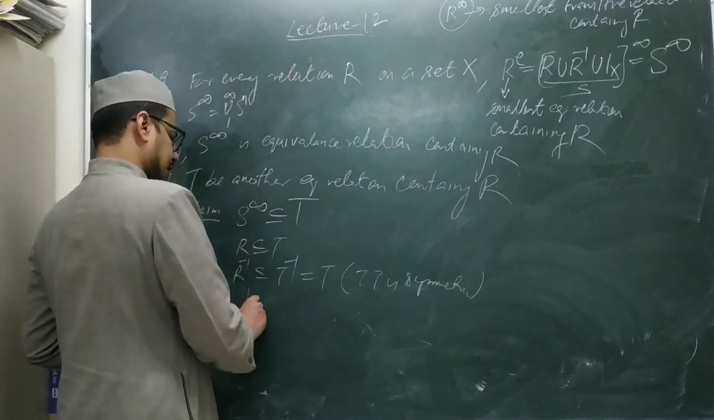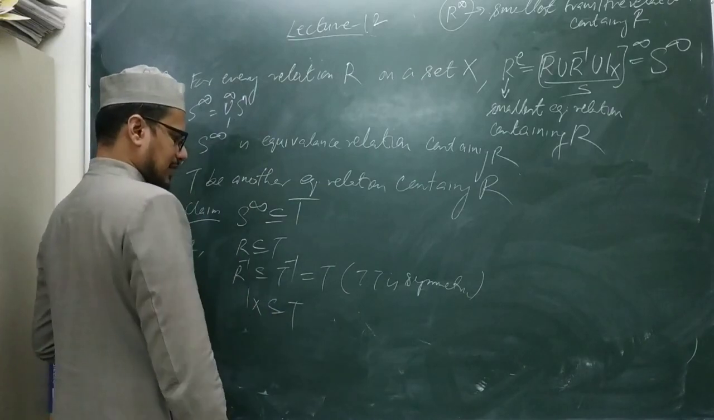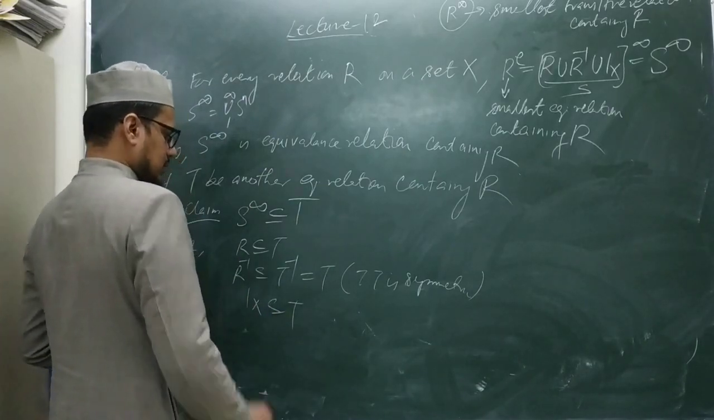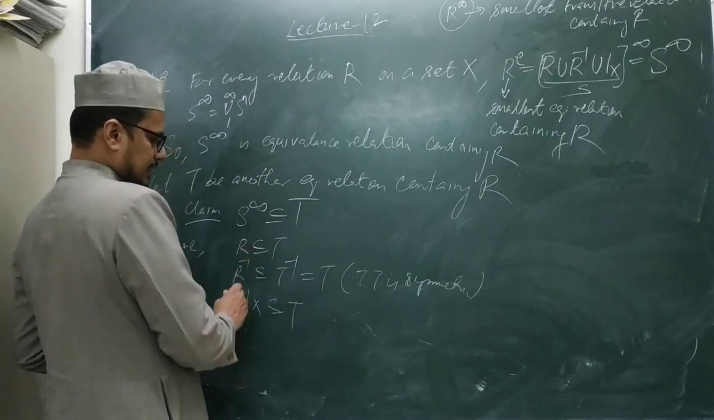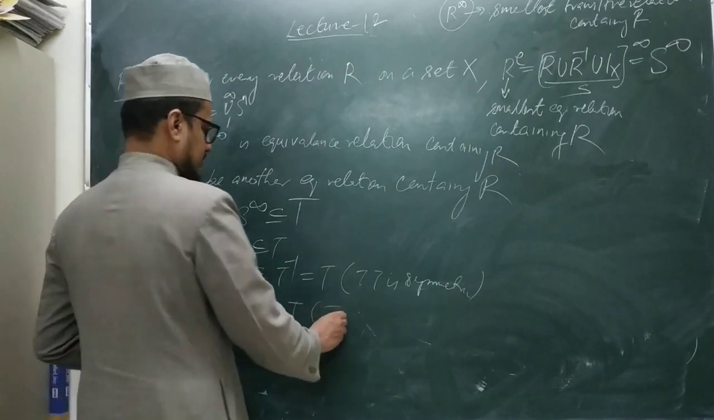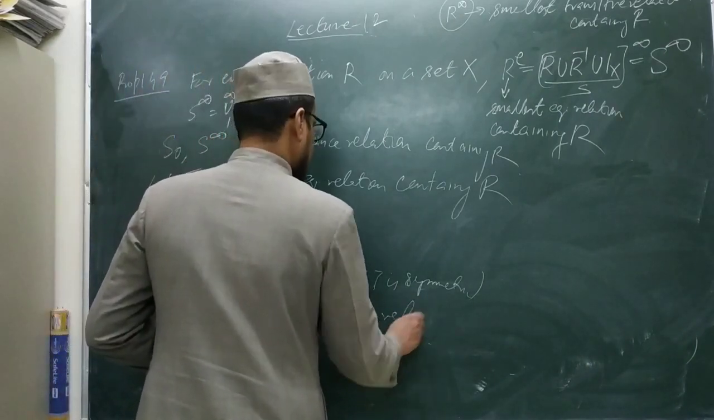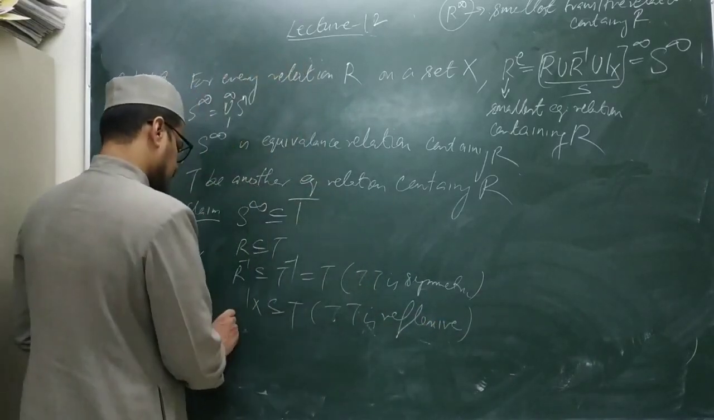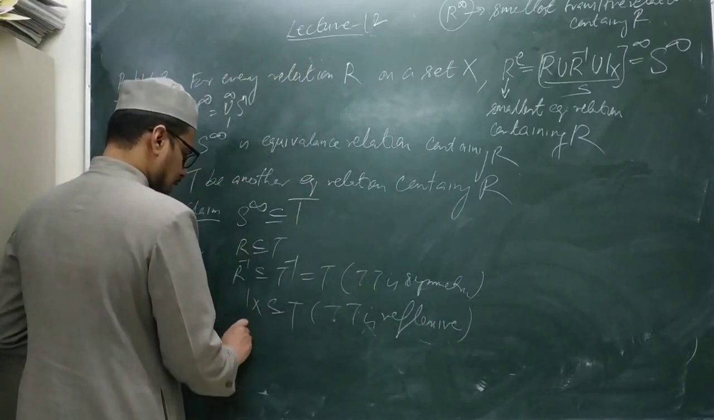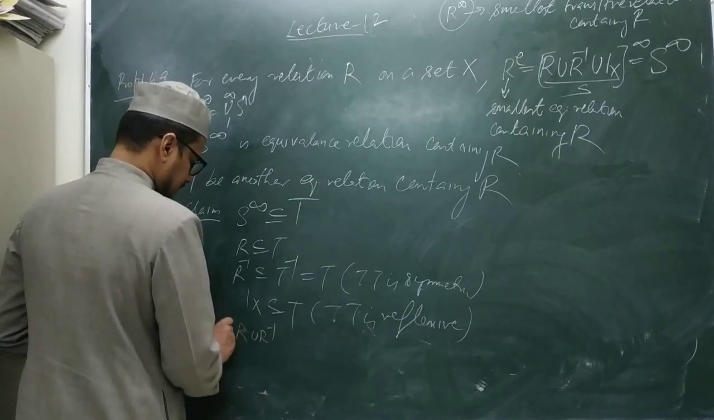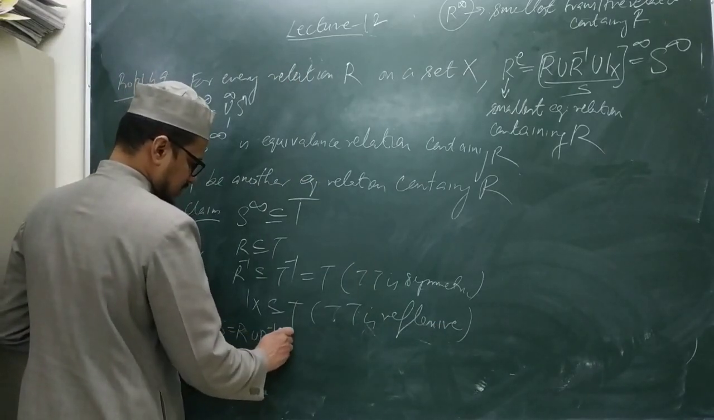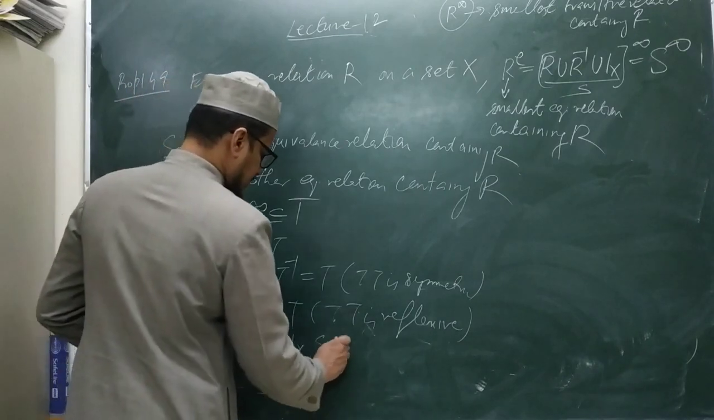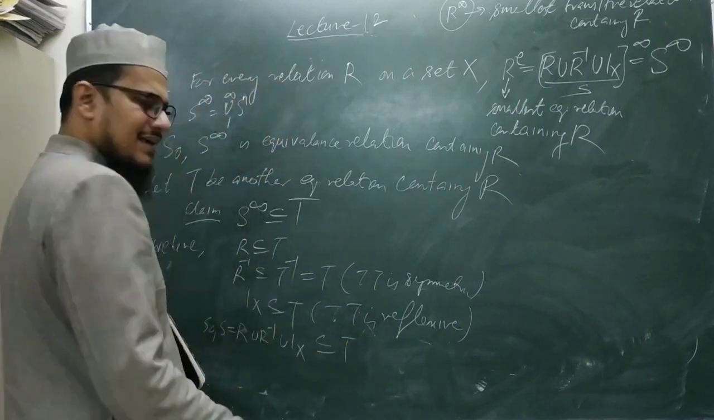Also 1x is contained in T. So R is contained in T, R inverse is contained in T, and 1x is contained in T, since T is reflexive. Correct. So R union R inverse, that is S, is equal to R union R inverse union 1x, which is contained in T. So S is contained in T.